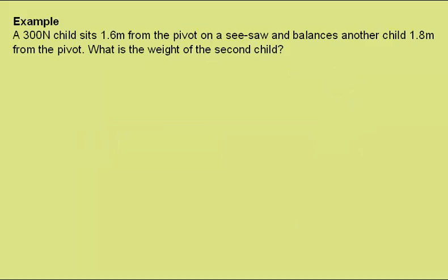Let's look at an example. A 300 Newton child sits 1.6 meters from the pivot on a seesaw and balances another child 1.8 meters from the pivot. What is the weight of the second child?